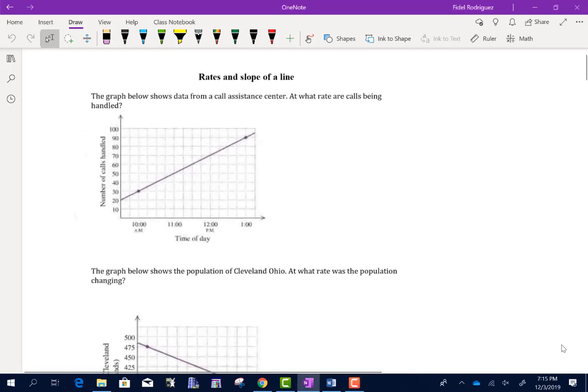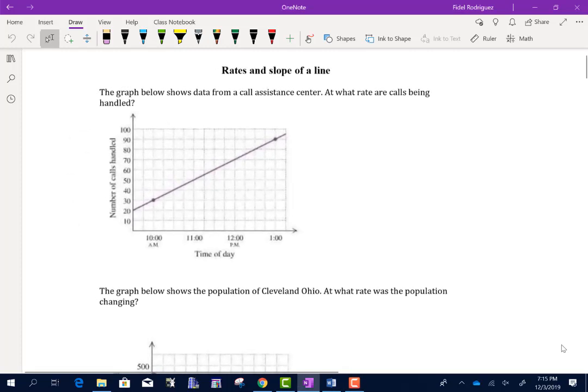All right, guys, so let's take a look at what you have in front of you with the whole rates and slope of the line business. Let's see what's going on here. It says the graph below shows data from a call assistance center. At what rate are calls being handled? They give you a picture of a line here, and all I'm trying to do is figure out the rate at which the calls are being handled.